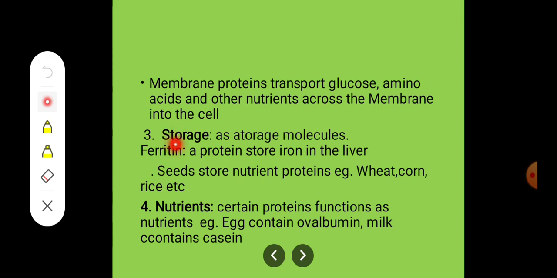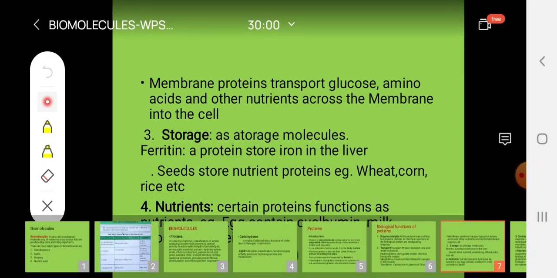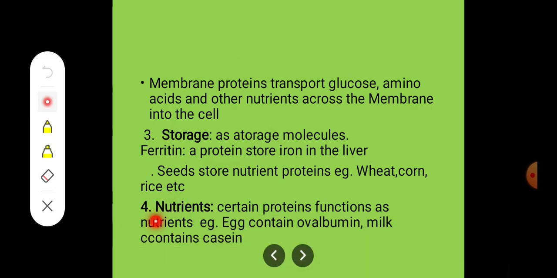Third biological function of proteins is storage. Among storage molecules, ferritin, a protein, stores iron in the liver. Seeds store nutrient proteins, for example wheat, corn, rice and oats. Next biological function of protein is nutrients. Certain proteins function as nutrients. For example, egg contains ovalbumin and milk contains casein.